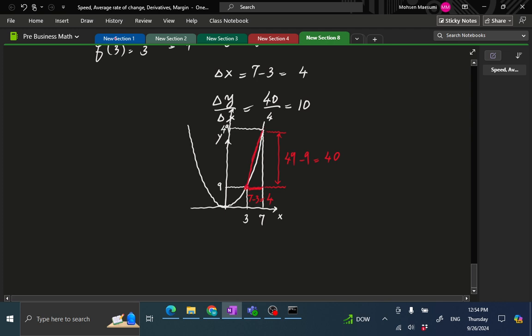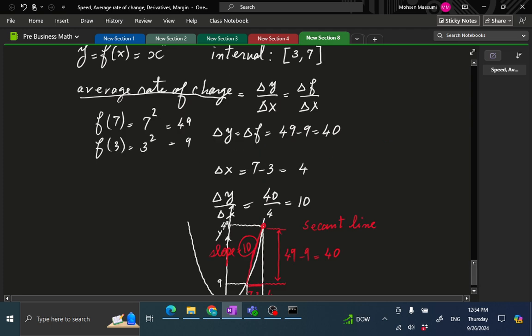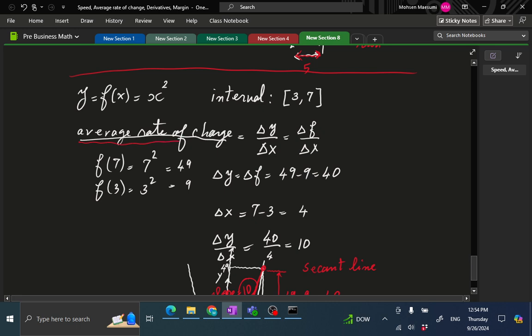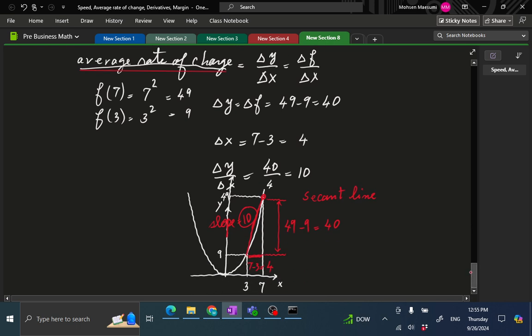So the beginning point on the curve and ending point on the curve get connected by a line. That line has a name, it's called secant line. For whatever reason, it's called secant line. The slope of that line is the ratio of rise to run, and its slope is 10. That number is what we are referring to as average rate of change for this particular function. So we had x squared, we had a particular interval in mind, and then we calculated it and we got 10 for it.